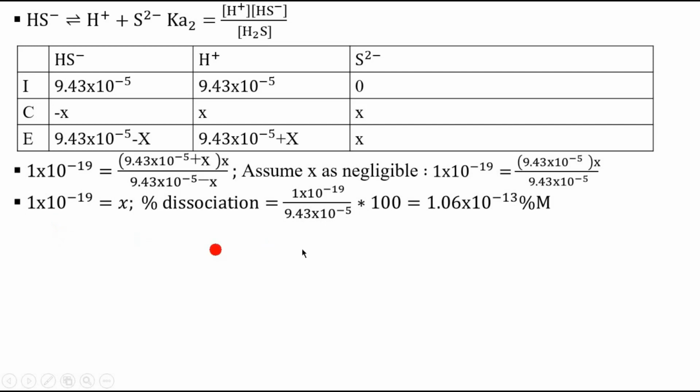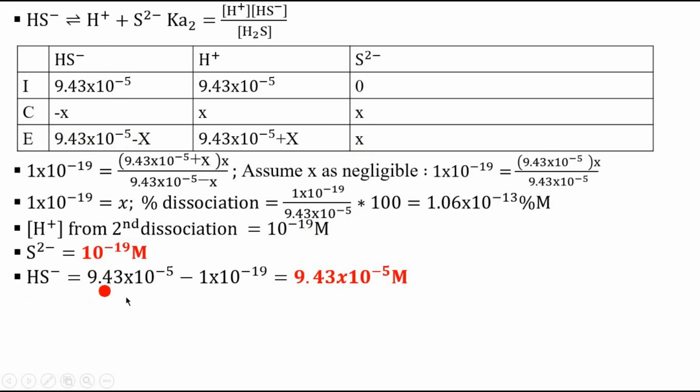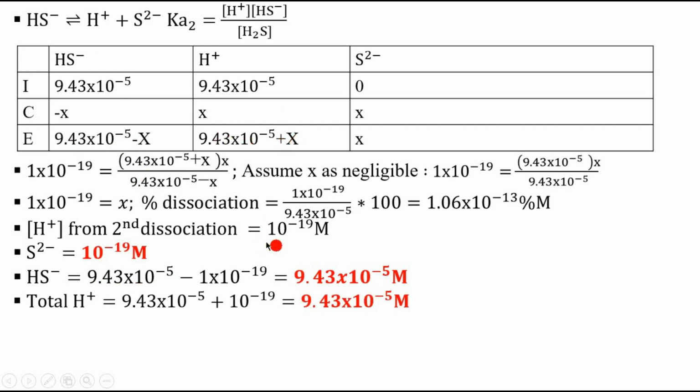If you calculate the percent dissociation, you can see that here the assumption is valid. Then you can say H plus from the second dissociation is equal to 10 power negative 19. Then S2 minus is equal to X also, which will be equal to 10 power negative 19. Then for the HS minus, you can take this one negative X. That means this one 9.43 times 10 power negative 5 minus X. Then you get this one, and for the H plus, we take this one plus X. X is equal to 10 power negative 19. Then you get this one, and also we have the H2S which you get from the first dissociation, which is not changing.